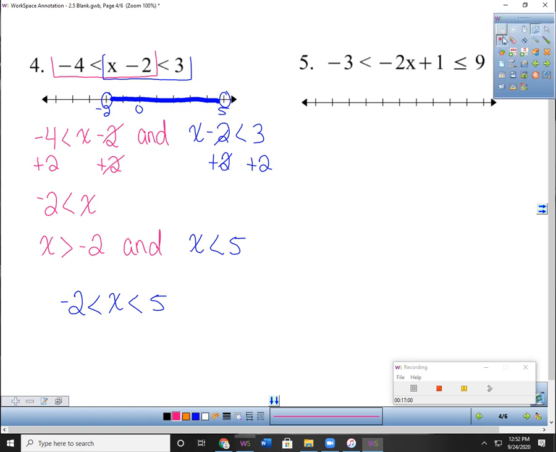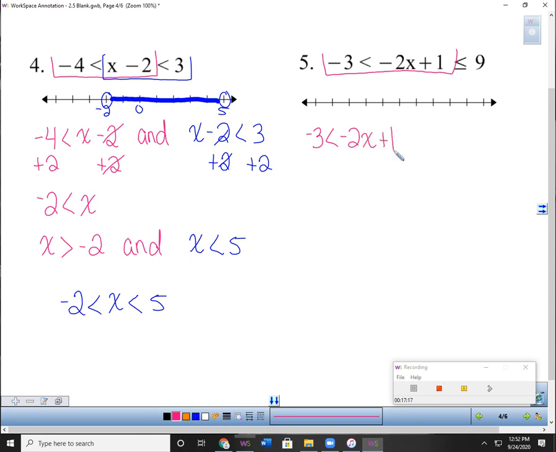Alright, so on number 5, I'm going to set up my 2 problems first. So it's the left all the way to the last thing in the middle. So we've got negative 3 is less than negative 2x plus 1. And remember, when it's written this way, this is an "and." Then you do your second one. Everything from the right all the way to the end of the middle. So negative 2x plus 1 less than or equal to 9. Now I'm just going to solve.